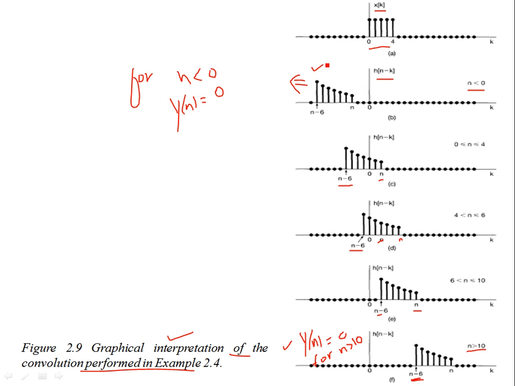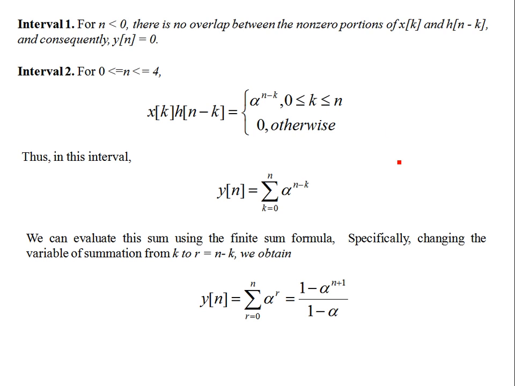Now you are left with, so these are my 5 intervals, 1, 2, 3, 4, and 5. Now let's have a look at these 3 intervals. Analytically and graphically, over here your n is varying from 0 to 4. So the minimum is 0, and you can go up until 4. For interval 1, we know that for n less than 0, there is no overlapping between the non-zero portions of xk and hn minus k. Consequently y of n is 0. That's my first interval. So this is evident.